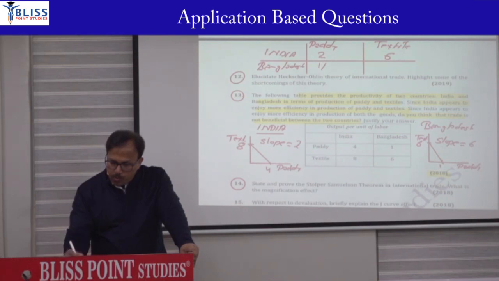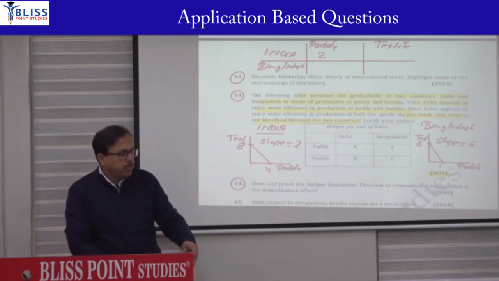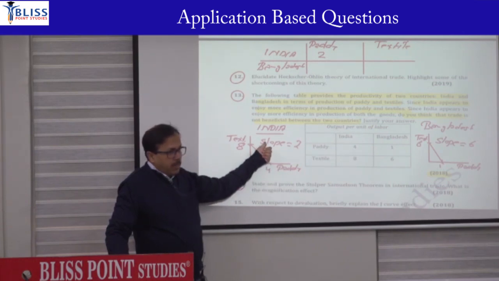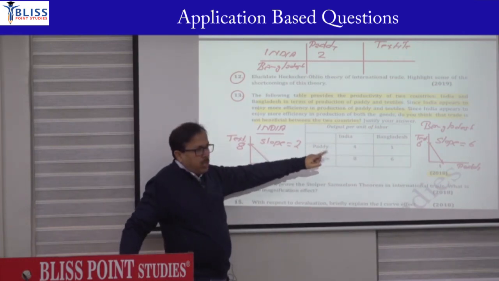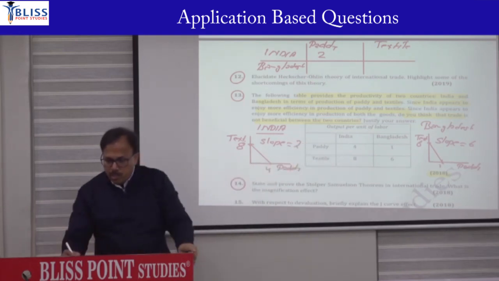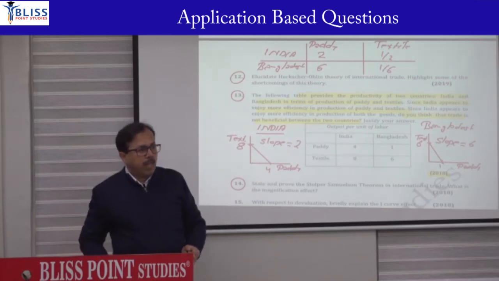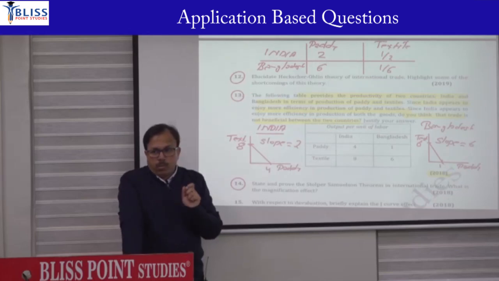No. For India you first have to take 2 here, for paddy. So don't write this number here; you will write product-wise. So for paddy, slope 2 is measuring the opportunity cost of paddy in India, and that slope 6 is measuring opportunity cost of paddy in Bangladesh. So product-wise this 2 will come and here 6 will come, and then 1/2 and 1/6.